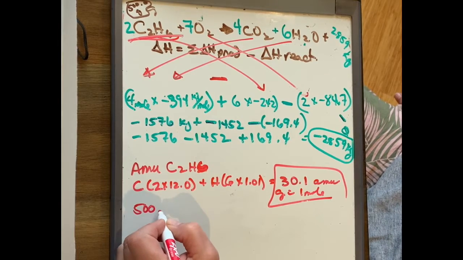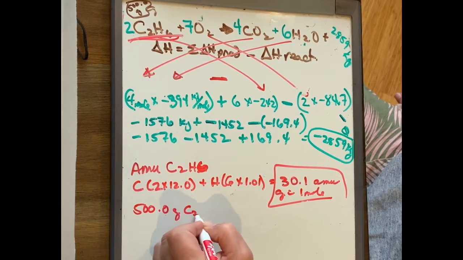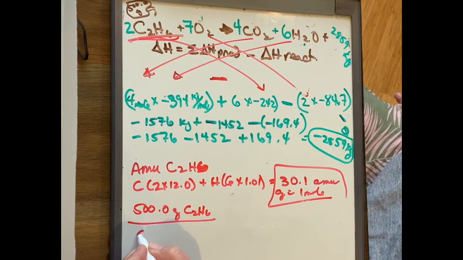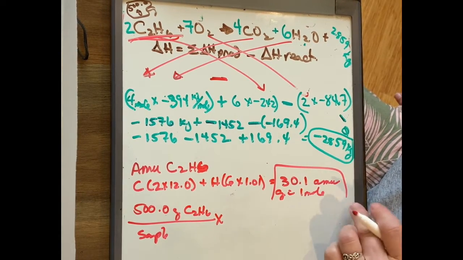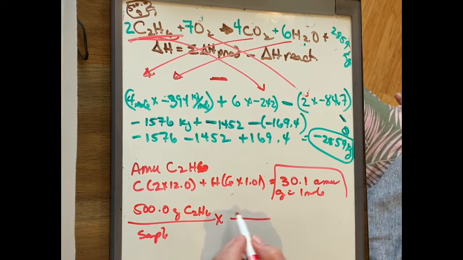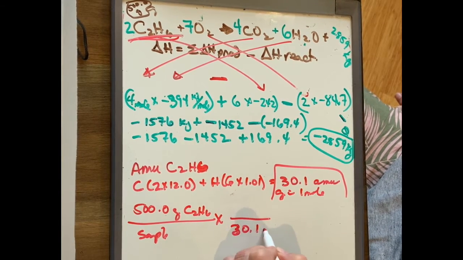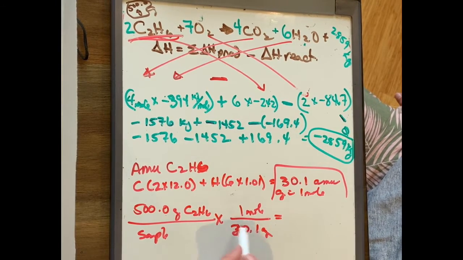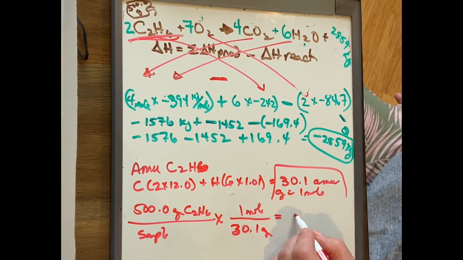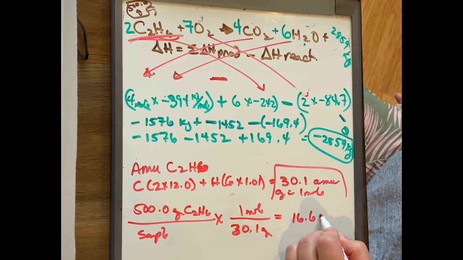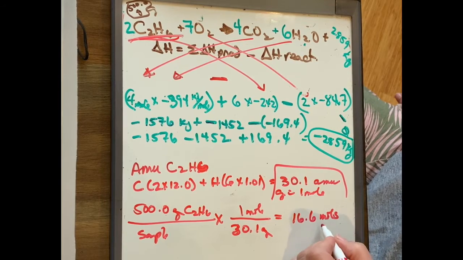So 500 grams of C2H6, that's our sample. We've got to convert it using our ratio here. Our grams go on the bottom, remember? It's 30.1 grams in 1 mole. So now we can get rid of our grams, and we just divide it up, and we get 16.6 moles that were used.